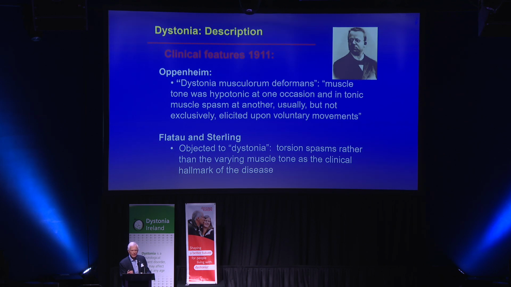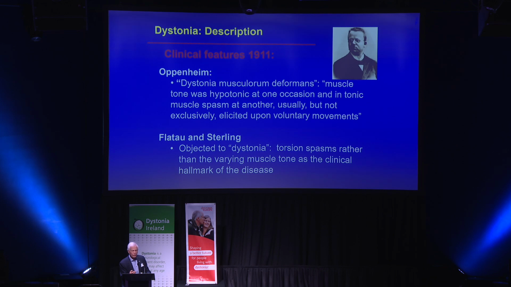So he assumed that this was a muscle disorder and that it deformed the appearance of the individual, and yes, that can occur, but that is one of the things that causes misdiagnosis if you wait for somebody that just has this abnormal posture. So he's emphasizing that the muscle tone is abnormal, varying between loss of tone and increase in tone, and he says not exclusively elicited by voluntary movement.